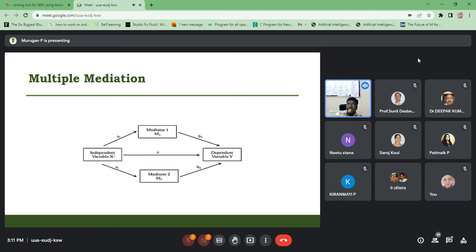In parallel mediation, the X to Y relationship is transmitted via M1, M2, M3 in parallel, which means the kind of research question one can answer is which mediator is acting as the strongest mediator. That is what we are trying to do. Which one is more effective, right, sir? Yeah, whichever is more effective. Yes, that is what we are trying to understand in the case of multiple mediation.